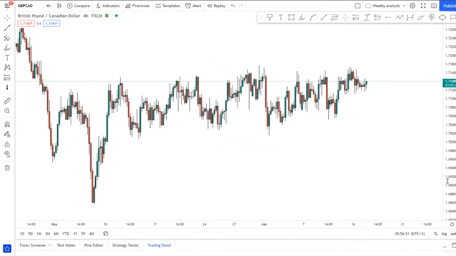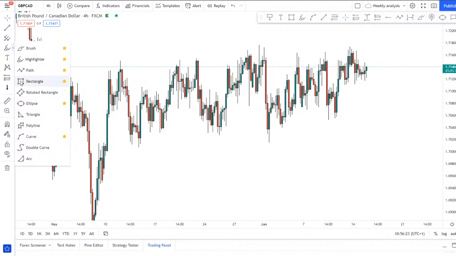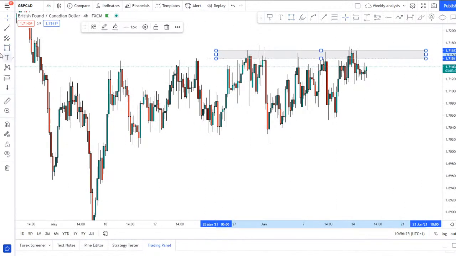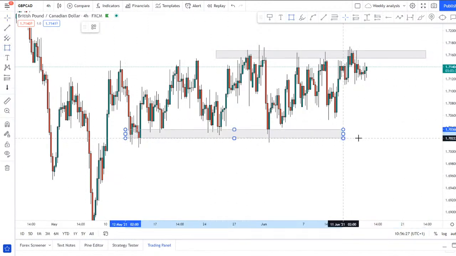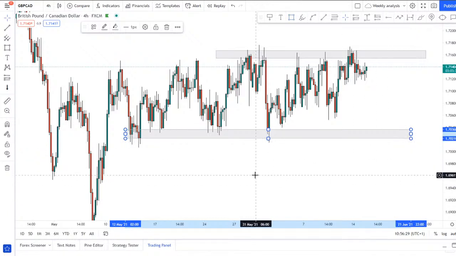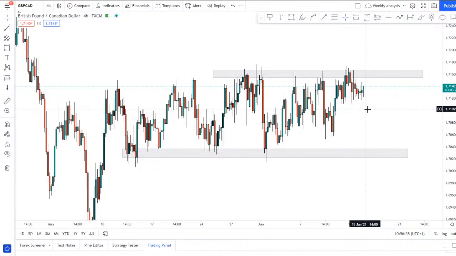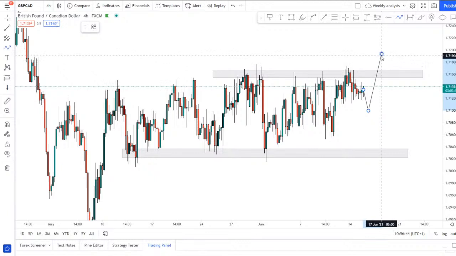GBP CAD, again, another pair I'm staying away from this week. Again, price action for me is just a little bit all over the shop. You can see a really nice area of support and resistance, and the market is fluctuating between these two levels. But even though the market is at resistance, I still don't want to sell it, just because there are so many areas of support here where the market might fall to the downside a little bit, find support, get rejected, and continue to the upside anyway. So yeah, I'm not interested in trading GBP CAD.